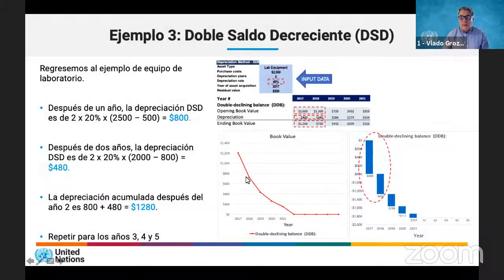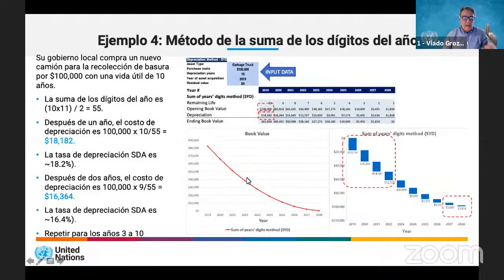We're going to see another slide, number 10, I think. Yes, the sum of the years digits method.